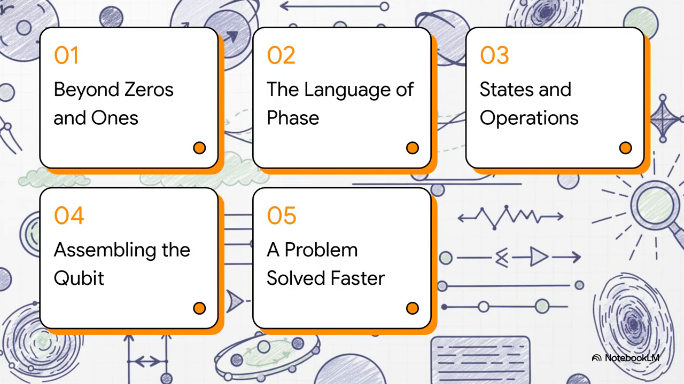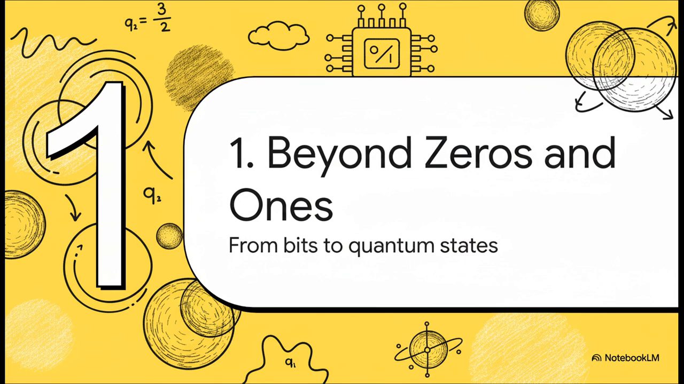Okay, so here's how we're going to tackle this. We're going to build it all up step by step. First, we'll talk about why we have to go beyond simple zeros and ones. Then, we'll get into the language of phase. After that, we'll cover states and operations. Then we'll put it all together to really assemble the idea of a qubit. And finally, the payoff, we'll see how a quantum computer can solve a real problem faster. Sound good? Let's go.